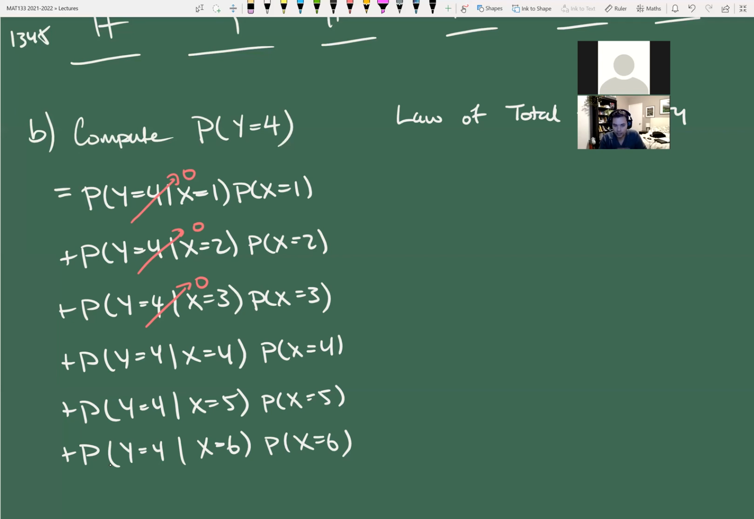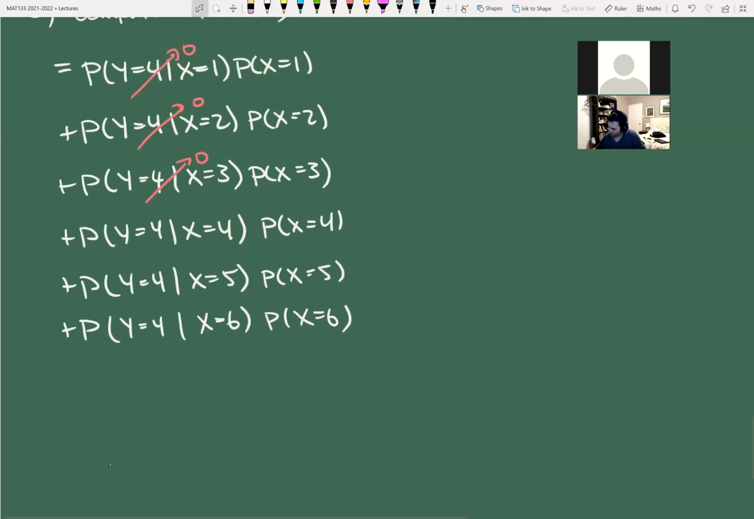Okay, so everyone agrees these probabilities are 0? So, we're not worried about them. And all we need to do now is figure out these other things. So let's look at this one.